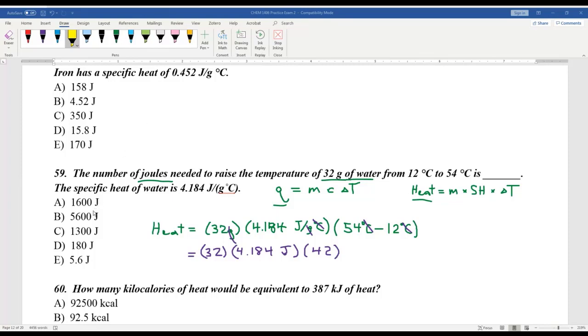Yep. The full answer, I think, is 5,623, but rounded to the appropriate number of sig figs, which would be 2, because your 32 only has 2 and your 42 only has 2 sig figs. This ends up giving you 5,600. So very good. Excellent. Any other questions? What would you like to take a look at next?